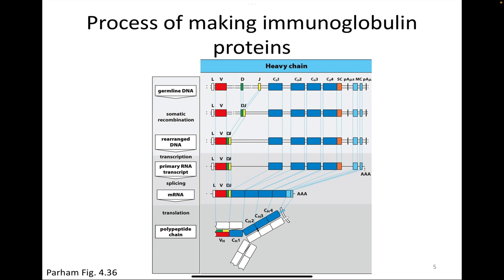So the idea that you can see here is that first we've got our germline DNA. That's the DNA in every single cell of the body, including the not immune cells. In this one B cell, we have chosen a particular V, a particular D, and a particular J, and we have done this recombination process to cut out the intervening DNA. So the DNA that was in between gets cut out. The DNA outside remains the same.